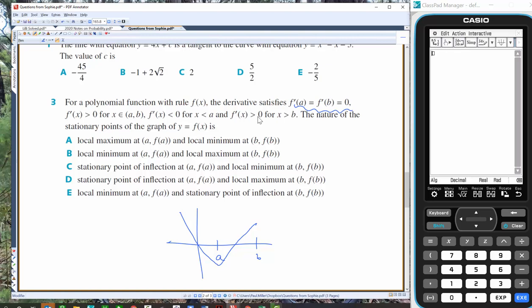And it's got a positive gradient for values of x greater than B. So the graph stays positive. So we've got 0 gradient, 0 gradient, and the rest of the gradients satisfy the requirements. All right, so now what we've got is a local min at A and an inflection at B. So let's see. Local minimum at A, f of A, and stationary point of inflection. Yep, that's our answer, E.